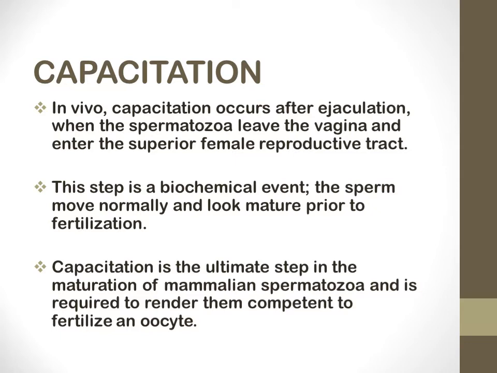This is a step of biochemical events. The sperms move normally and look mature prior to fertilization. So capacitation is the step in the maturation of mammalian spermatozoa and is required to render them competent to fertilize the ova or oocytes.